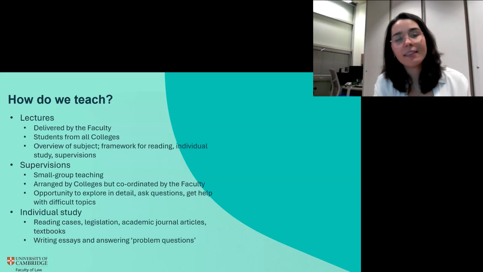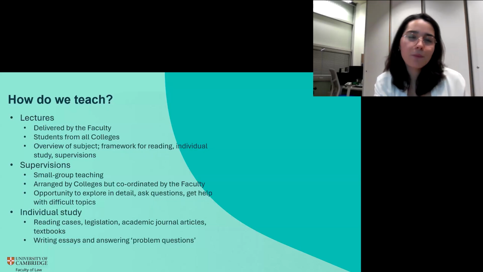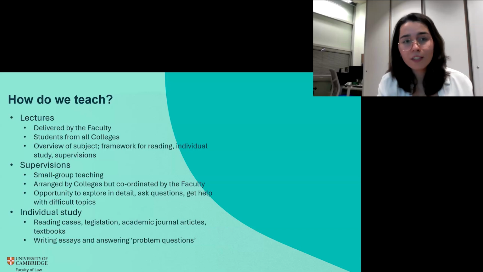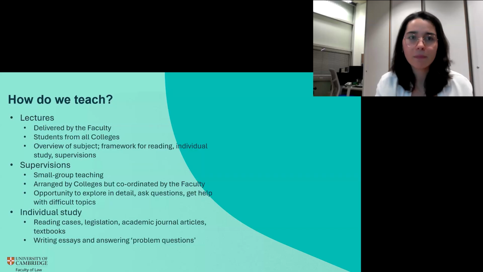You have supervisions, and this is what is specific to us at Cambridge. This is what's different, special, I hope. So that's small group teaching. It's actually organized by the colleges, so you would usually be with the people doing law from your college, but we do coordinate it here at the faculty. So everybody's learning the same things and moving along in the same rhythm. And that's just an opportunity for you to sit down.